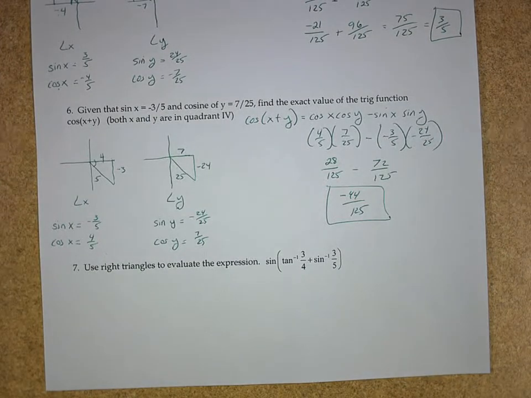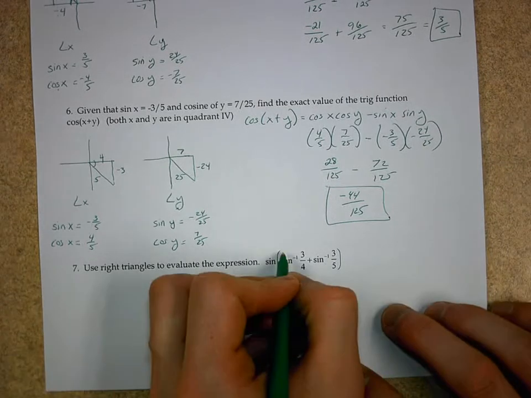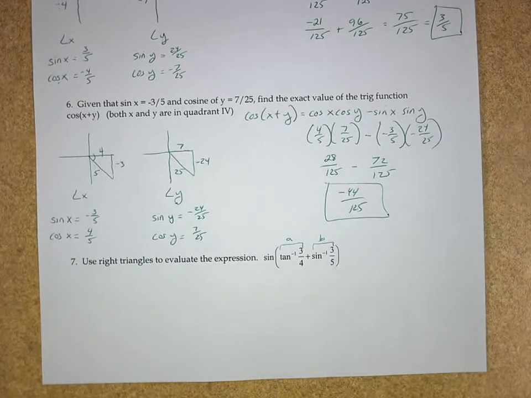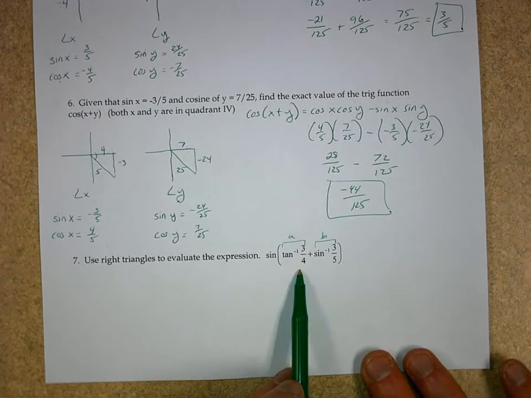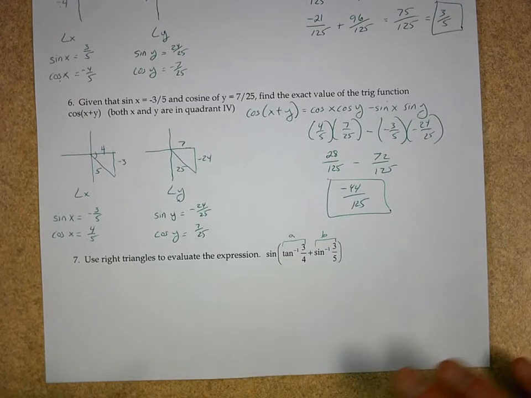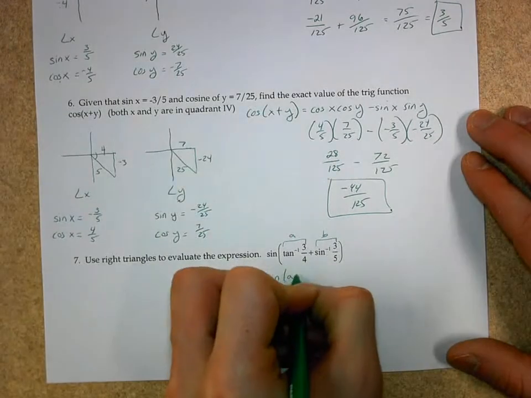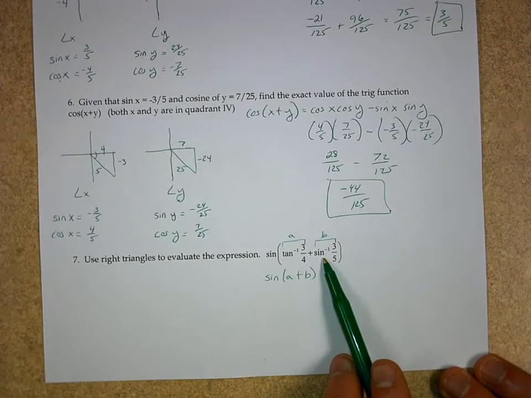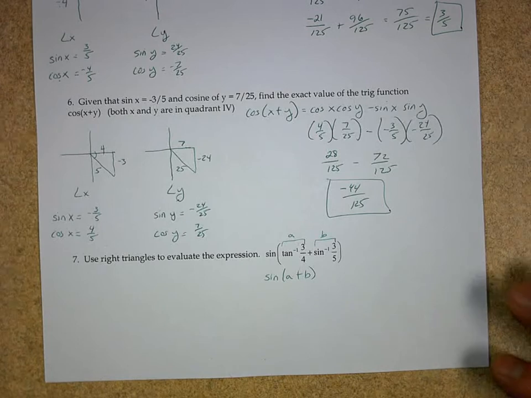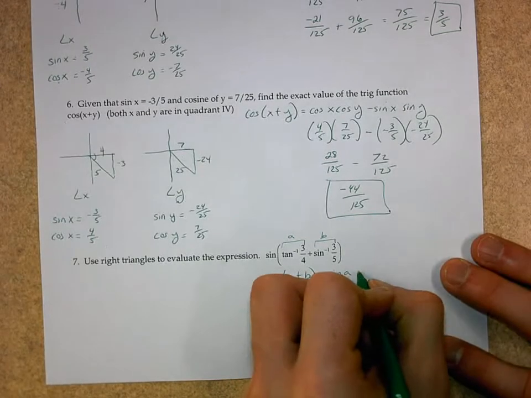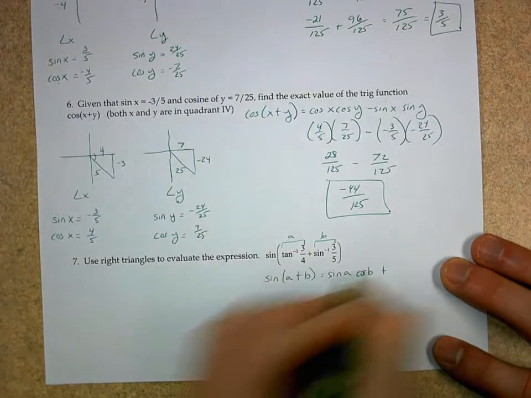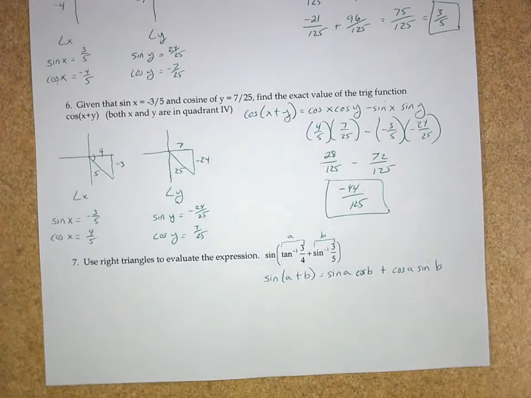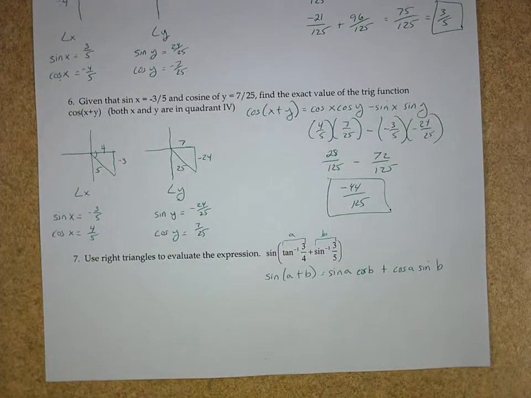The last example is very similar in that we're going to have to use a's and b's, but now my expressions are going to be inverses. So there's my a and b that I'm working with. The sine of the tangent inverse and the sine inverse. So really what I've got here is a sine of a plus b formula where a is tangent inverse of 3/4 and b is sine inverse of 3/5. So sine of a, cosine of b, plus cosine of a, sine b.